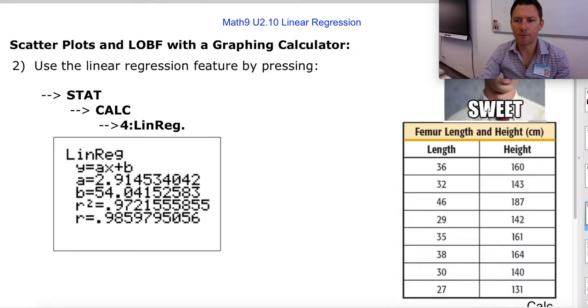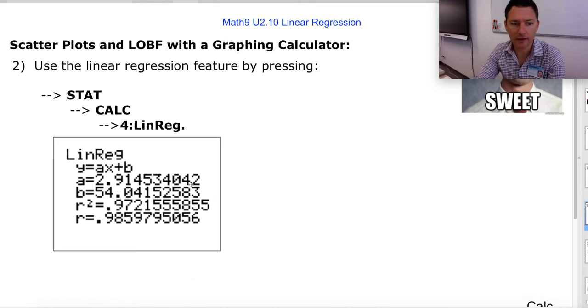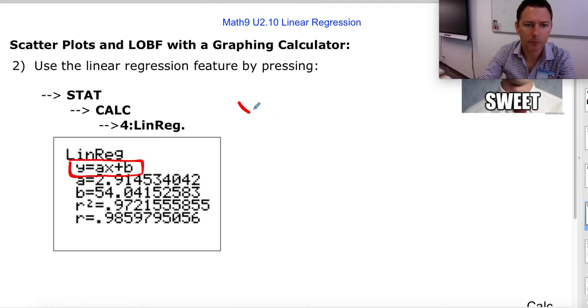Flippin' sweet, right? What this did for us is gives us a couple of things. It says, here's my equation style, y equals ax plus b. It gives us the a value, right there. It says the a value is 2.91.